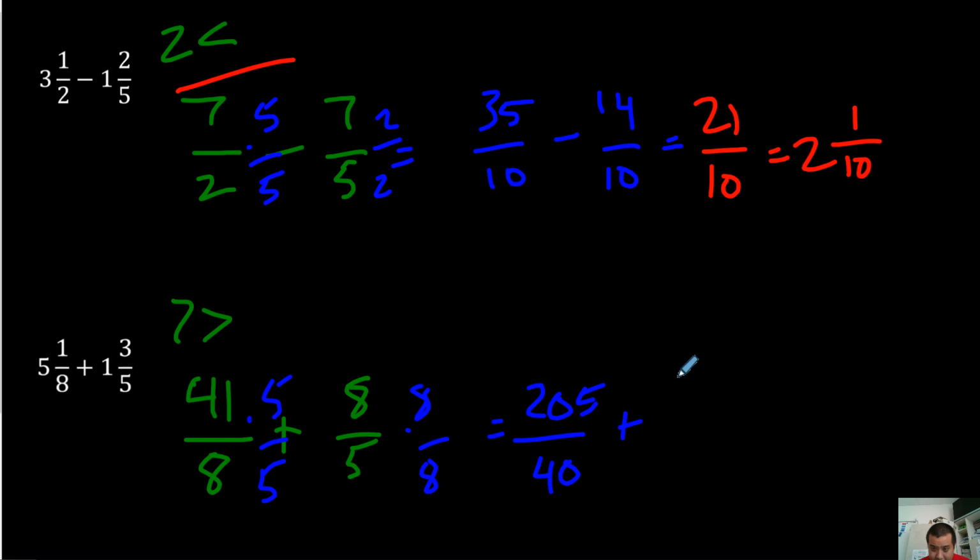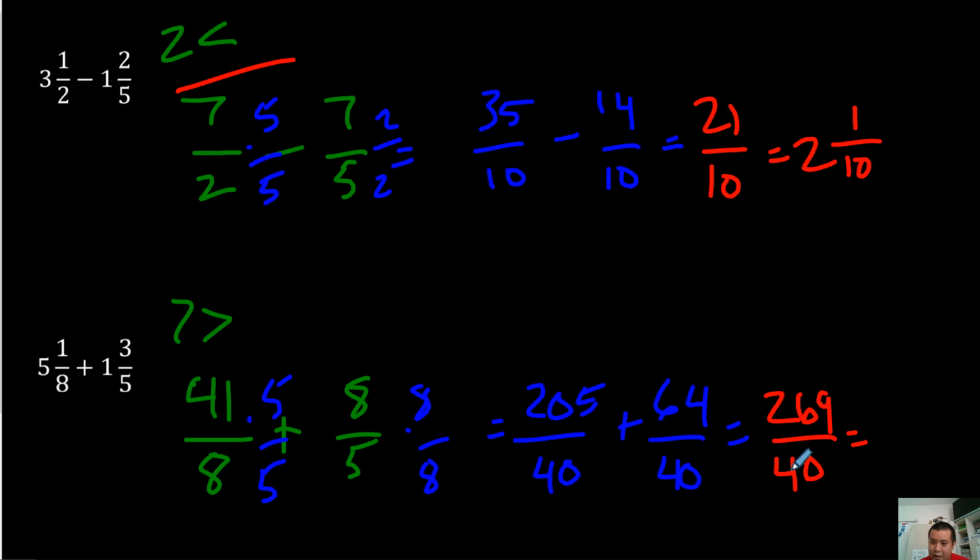Plus 8 times 8 is 64, so 64 over 40. Add, and we get 269 over 40.